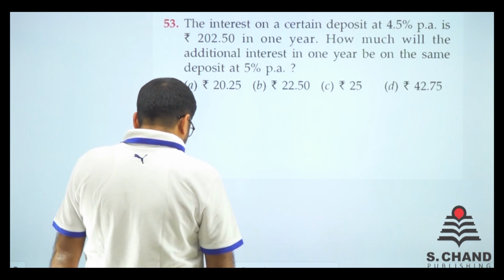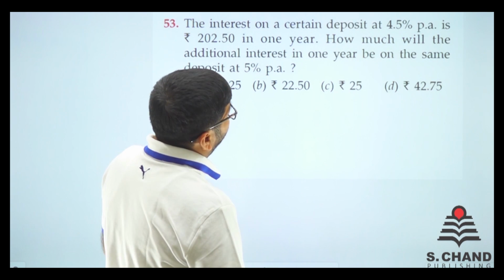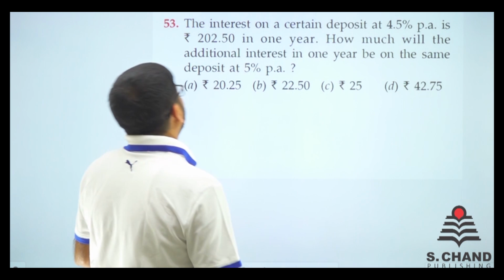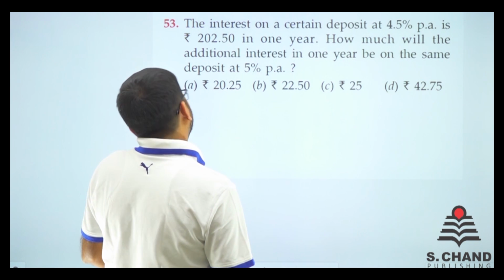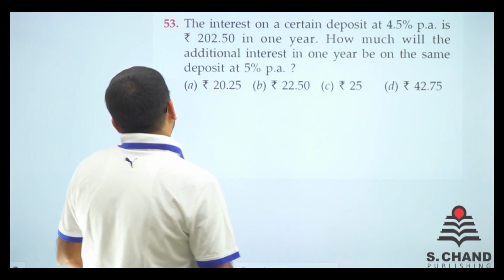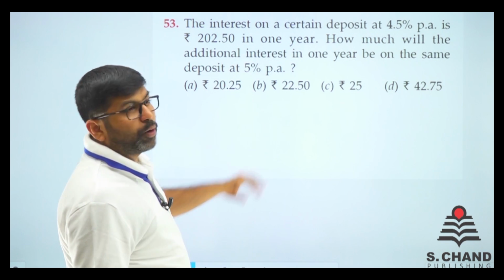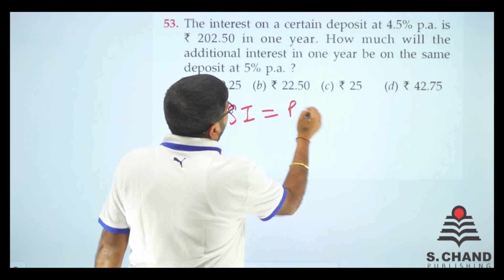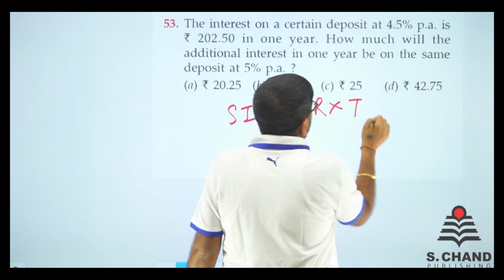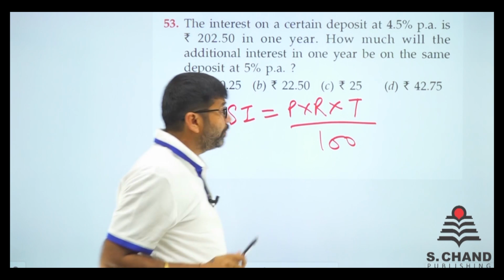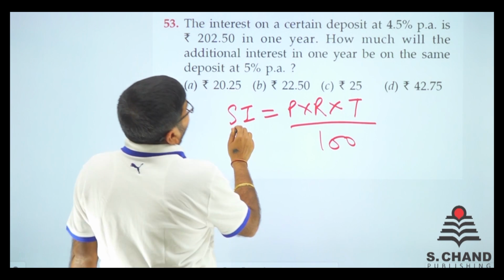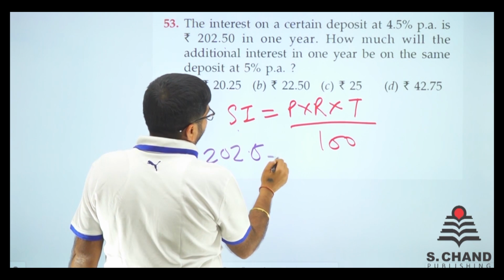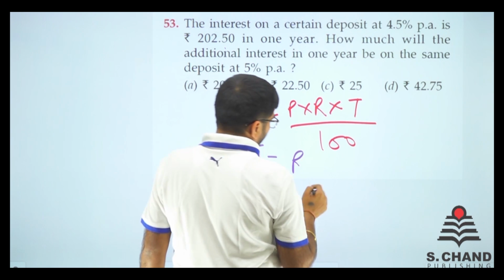The interest on a certain deposit at 4.5% PA is 202.5 in 1 year. How much will additional interest in 1 year be on the same deposit at 5%? So interest on a certain deposit, we don't know the deposit, so we have a formula called SI is equal to P into R into T divide by 100, right? Now what is to be done? SI is given 202.5. So 202.5 is equal to P. We need to calculate.